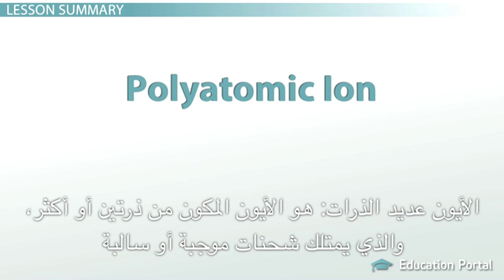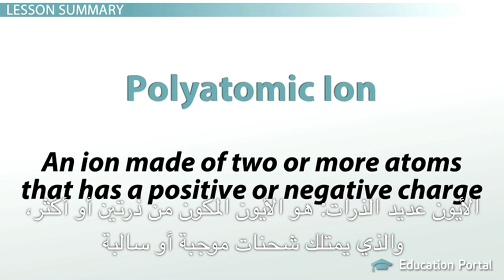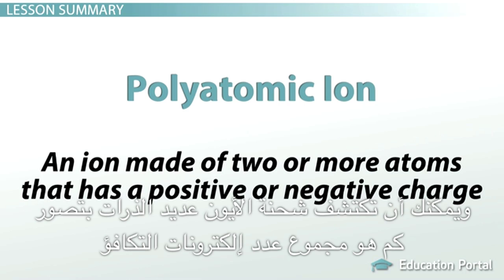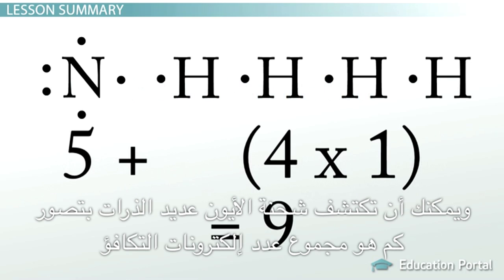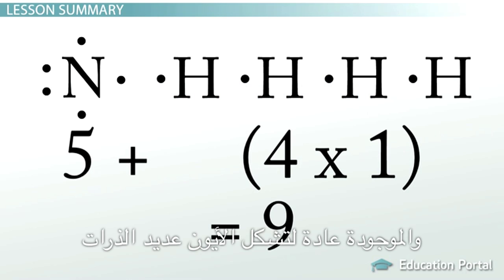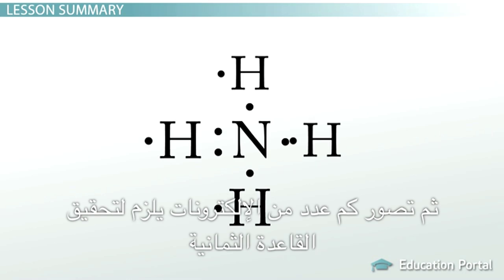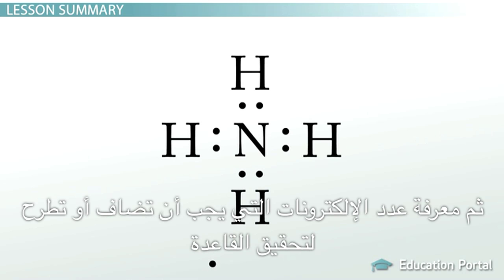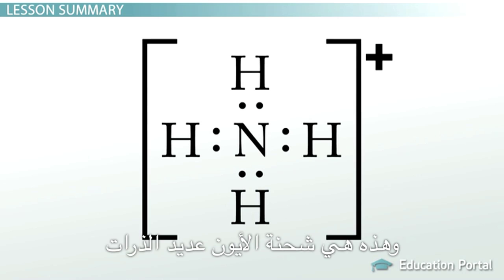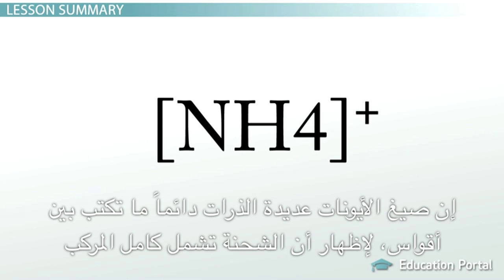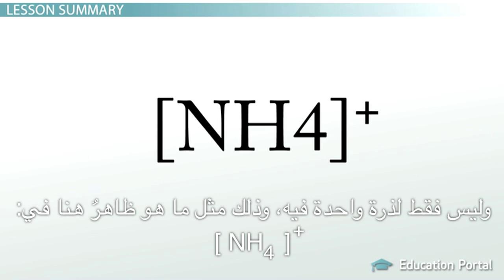A polyatomic ion is an ion made of 2 or more atoms that has a positive or negative charge. You determine the charge on a polyatomic ion by figuring out how many total valence electrons are normally present in the different atoms making up the polyatomic ion. Then figure out how many electrons will be needed to meet the octet rule. Then determine how many electrons you had to add or subtract to meet the rule. And this is the charge of the polyatomic ion. Polyatomic ion formulas are often written in brackets to show that the charge applies to the whole compound, not just one atom in it, like this, NH4+.